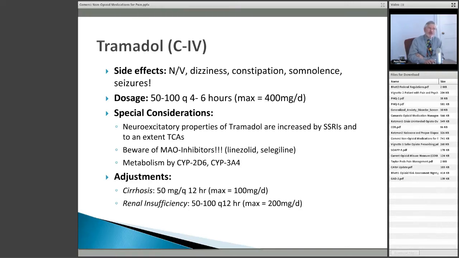Beware of interactions with other drugs, MAO inhibitor type drugs like linezolid, which many of you use for staph and MRSA in the hospital. Extensively metabolized by P450 enzymes, so a lot of interactions. Watch out for patients with cirrhosis. Be very cautious if you use it at all, and be very cautious in patients with renal insufficiency.